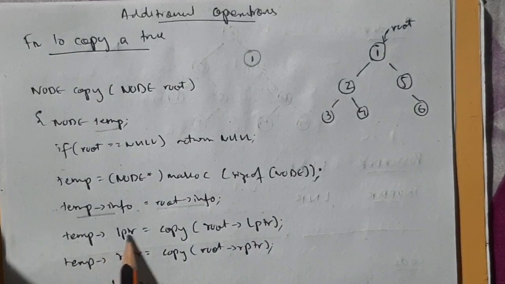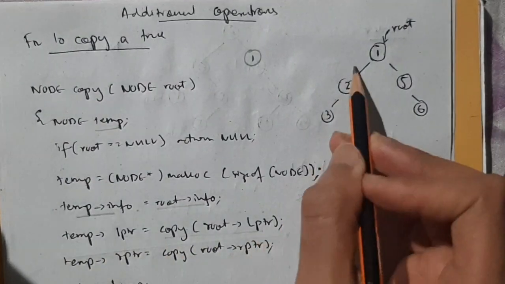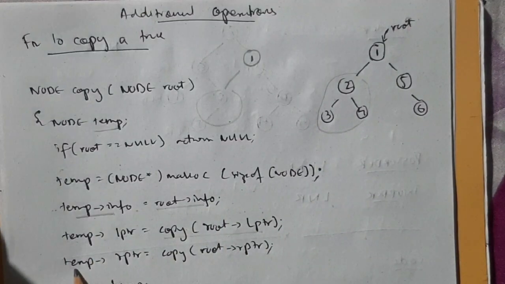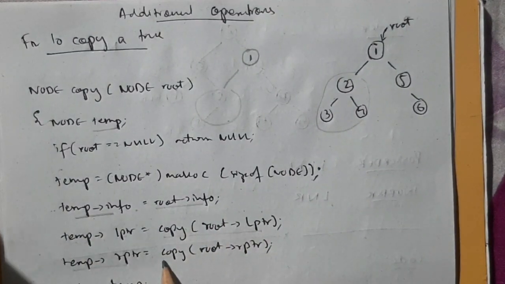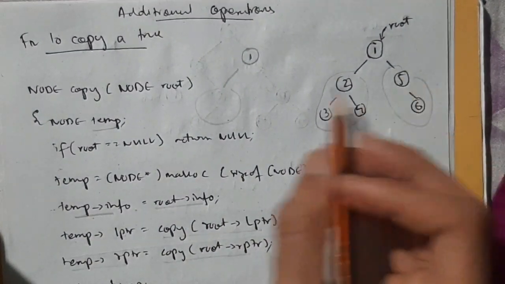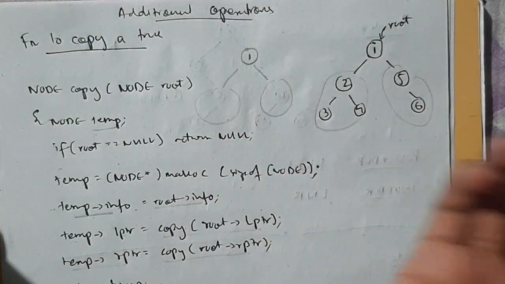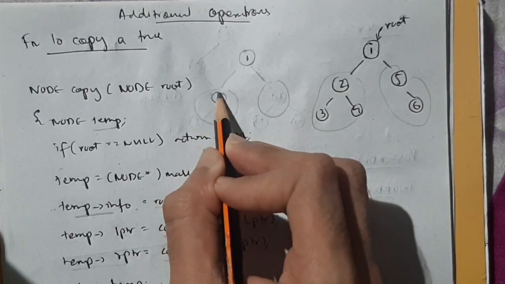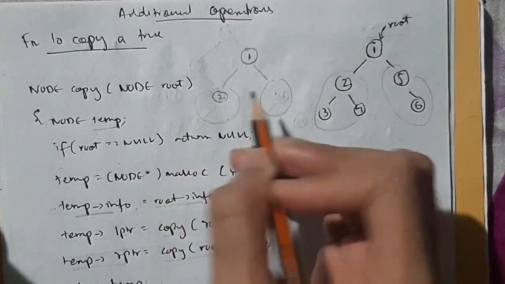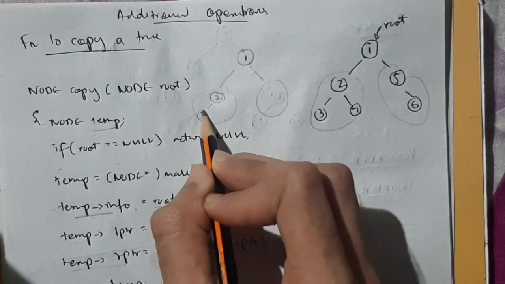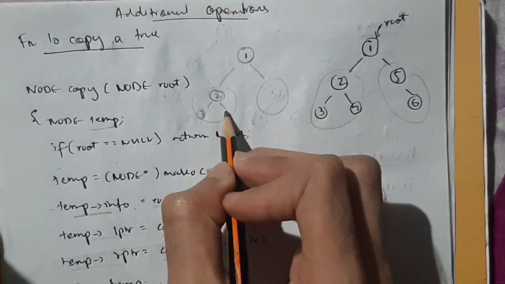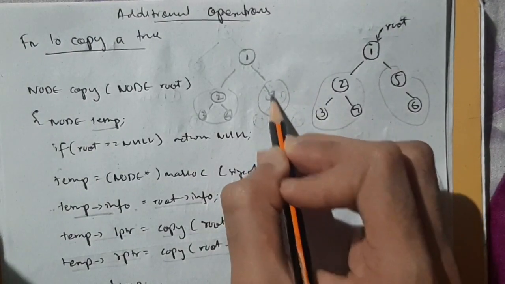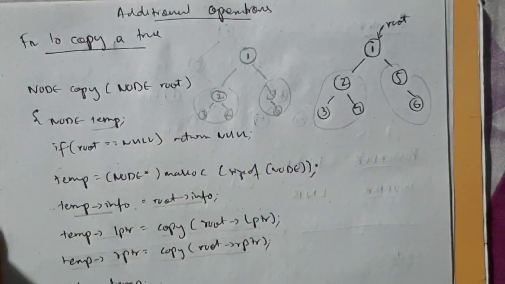Then this function will be called copy root lptr, means this whole part should be copied here, and then after doing that, temp rptr is equal to copy root rptr. This whole part will be copied here when the function is called again. So when the function calls, I'll show you for one case. When the function calls again, this will be copied. Similarly, when the function calls again, this will be copied, like that. For lptr, when this gets over, then this one will be called, the same thing, and that's the way you copy a tree.